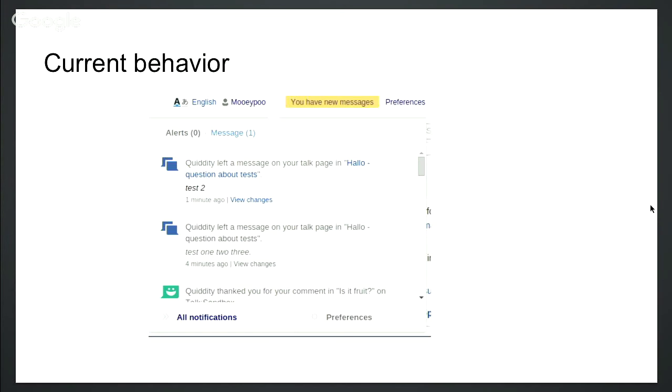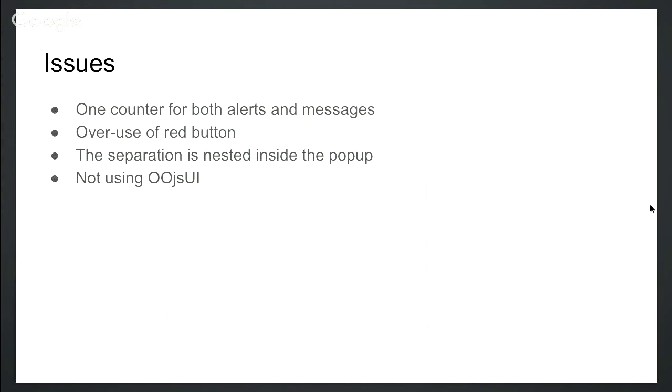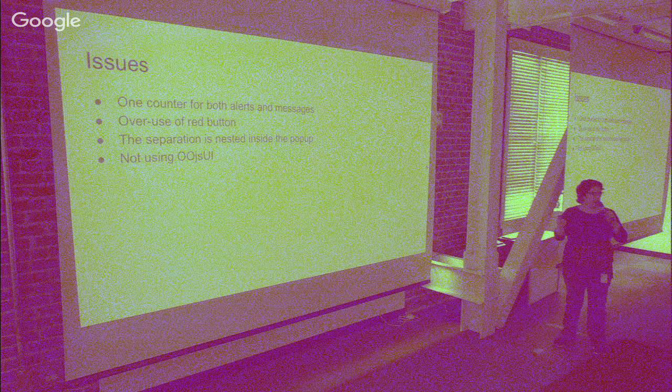So there were a couple of issues with the current behavior. First of all, having one counter for both the alerts and messages can be a little confusing. We don't know in advance if we have alerts or messages, like I said. And the fact that when we open the pop-up, they are marked as read. So we're kind of losing the context of what notification we were looking for.